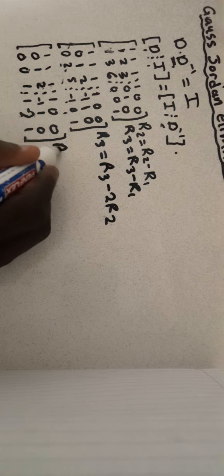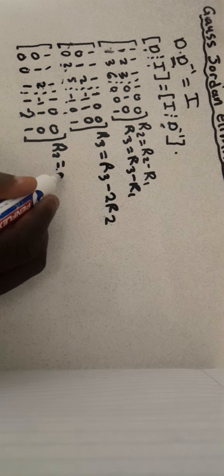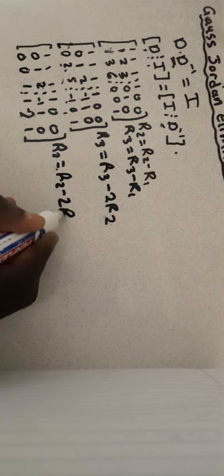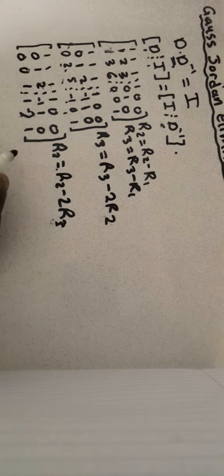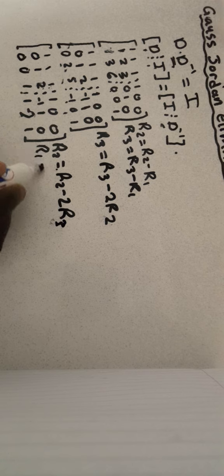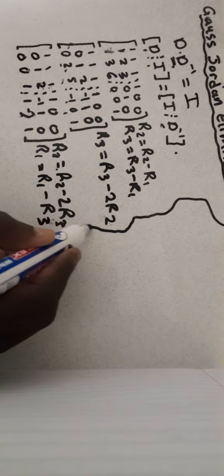We can make this R2 become 0 by only focusing on R2 minus 2 R3, and we can make this 1 become 0 by saying R1 and focus on the very same thing, R1 minus R3. So allow me to write it here.